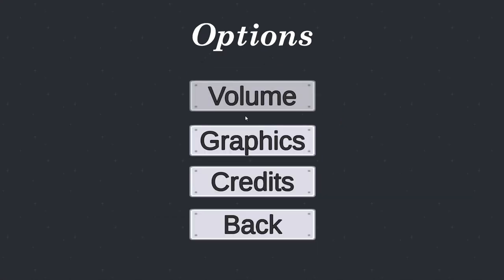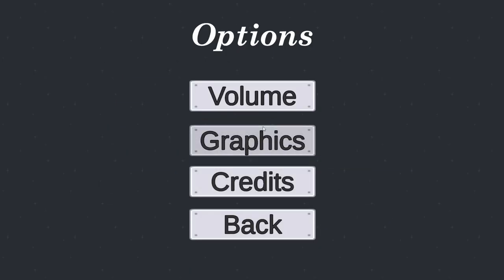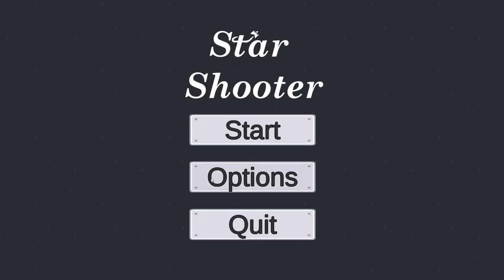So we'll go back and we'll just quickly go over the credits. So just giving proper credits to resources like the program design I did. I got the sprite assets from the provided Kenney website. I got the sound effects from the Unity Asset Store, the BGM main OST from Open Game Art, and the actual game soundtrack also from the Unity Asset Store. And we'll just keep going back.